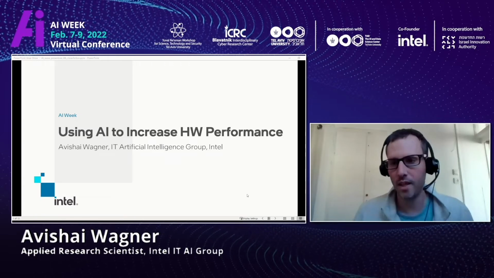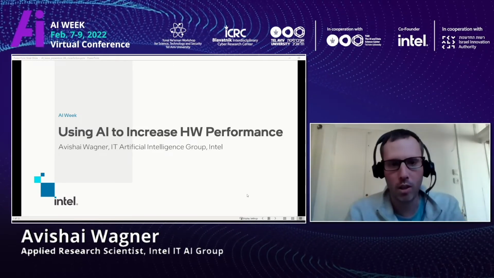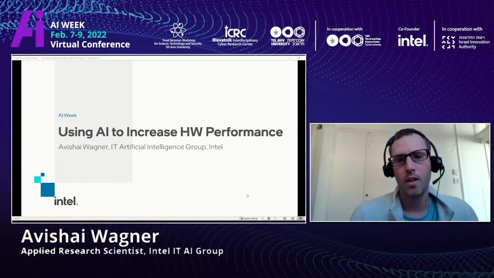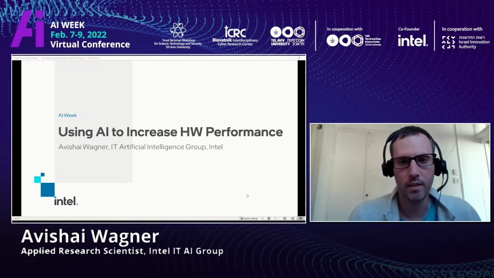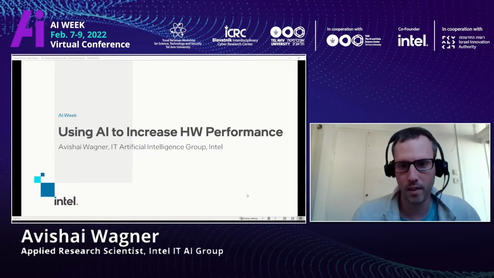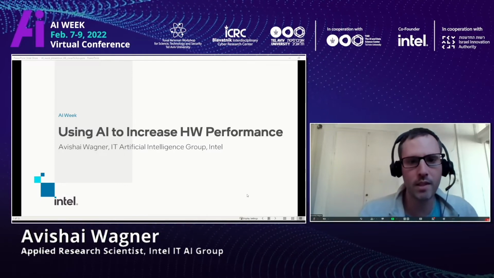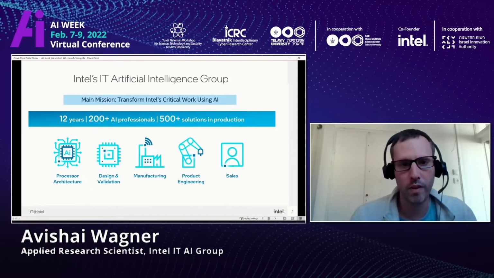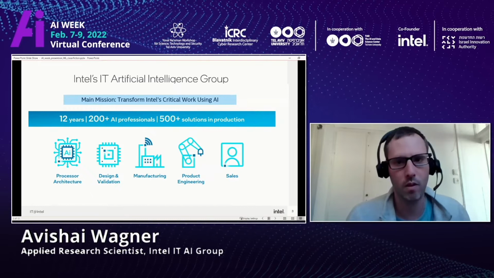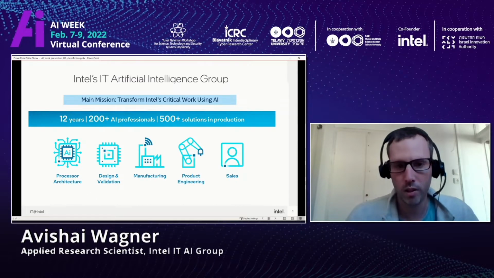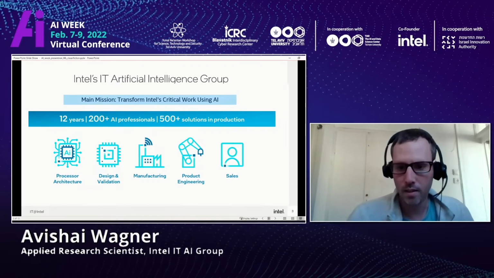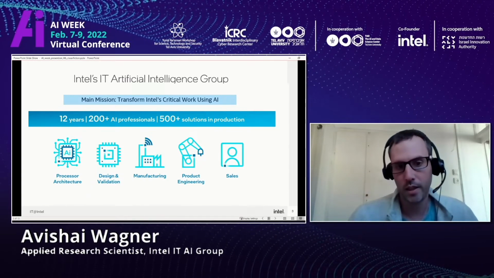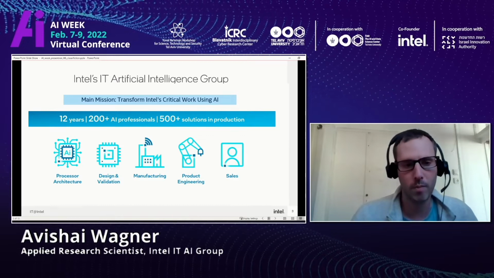My name is Avishai, and today I'm going to talk about using AI to increase hardware performance. This work is done at Intel, by my group at Intel IT Artificial Intelligence. Our group has over 200 AI professionals, and our main mission is to transform Intel's critical work using AI. This includes sales, product engineering, manufacturing, or in my case, process architecture. And today I'm going to talk about process architecture.